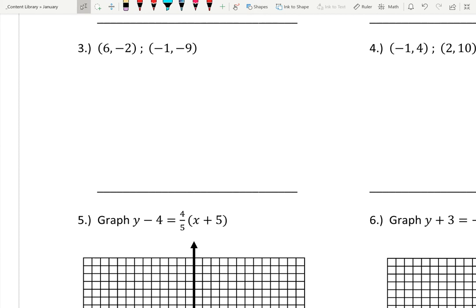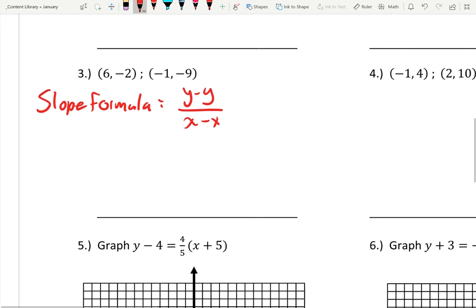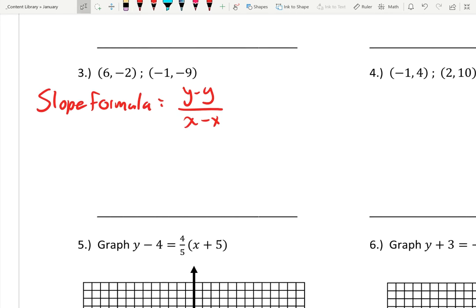Now our slope formula, and I'm going to write this down, slope formula is this, okay? y minus y over x minus x. So it's simply just a fraction where the top part of the fraction, the numerator, is just taking the y values, subtracting them, and the denominator, the bottom of the fraction, is x minus x. Just taking the x values and subtracting them.